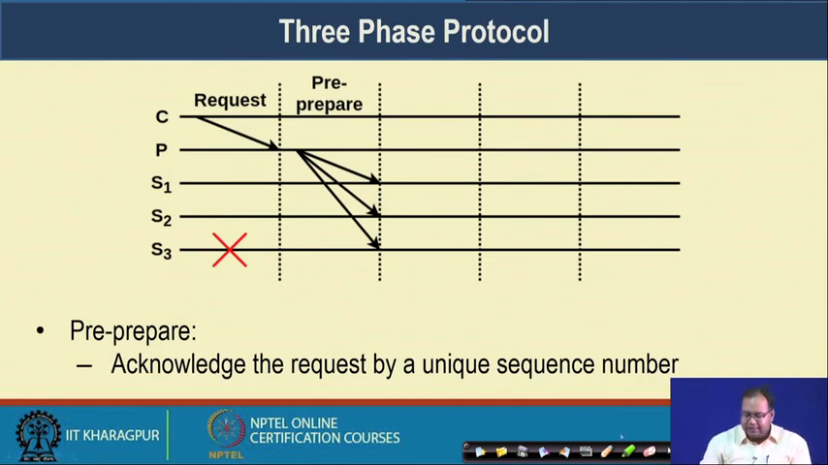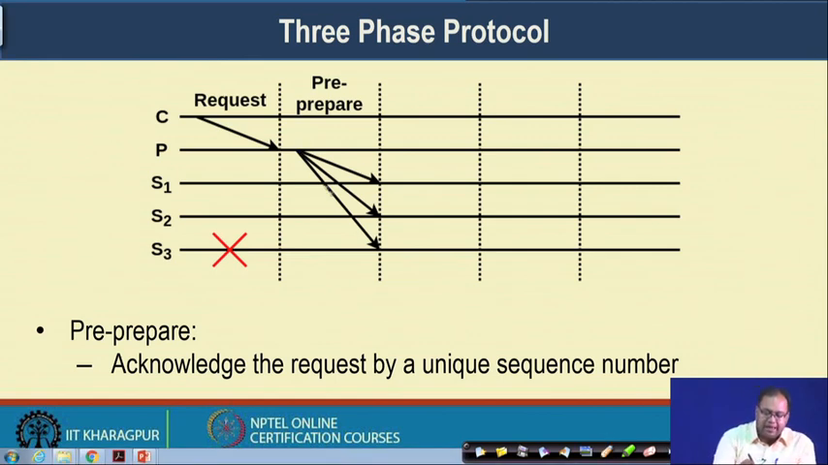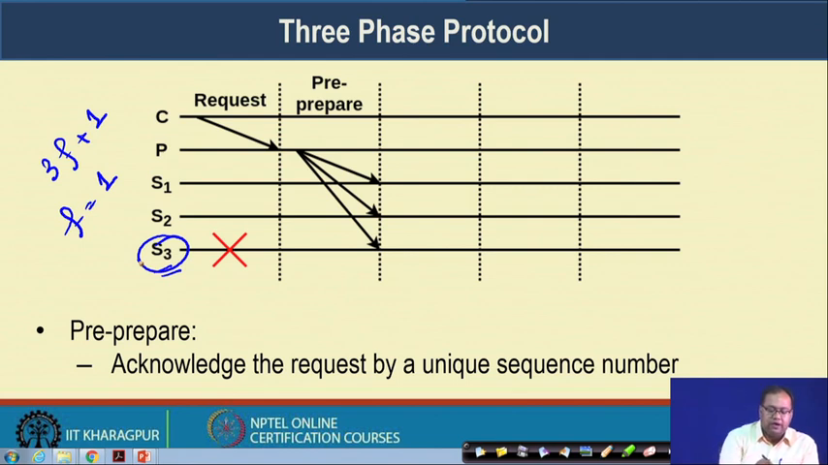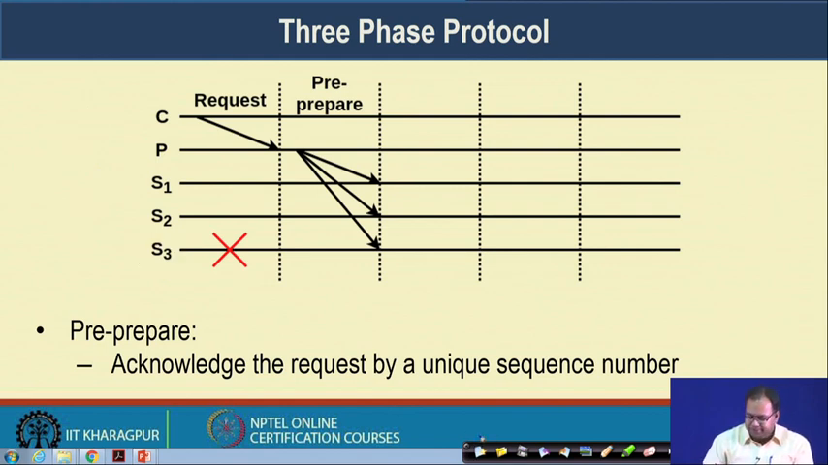So, once the client sends the request, then in the pre-prepare message you broadcast this pre-prepare message to all the secondary replicas. So, in this example we are assuming that one secondary is faulty. So, we have 3f plus 1 different replicas. We are considering here f equal to 1, we have one faulty replica which is S3. So, we have a total of 4 different replicas, 1 primary and 3 backups. So, in the pre-prepare phase, the primary assigns a unique sequence number to the request message and broadcasts that message to all the replicas.